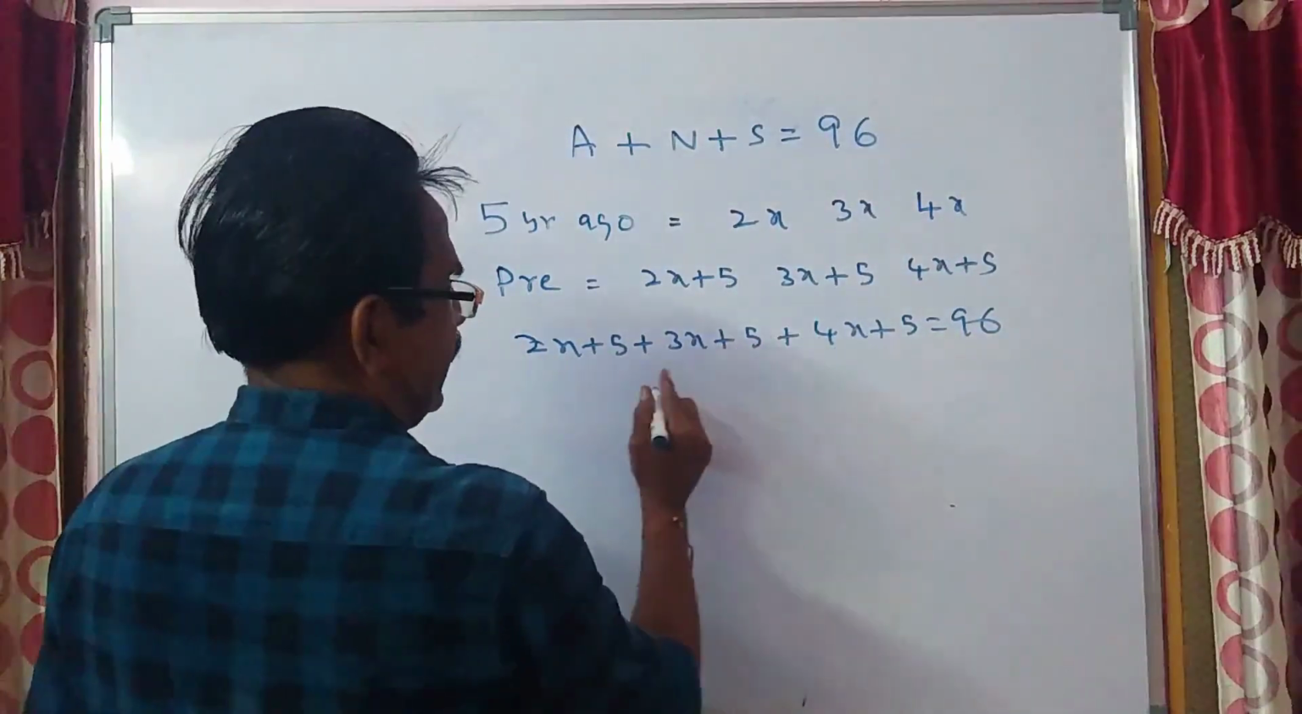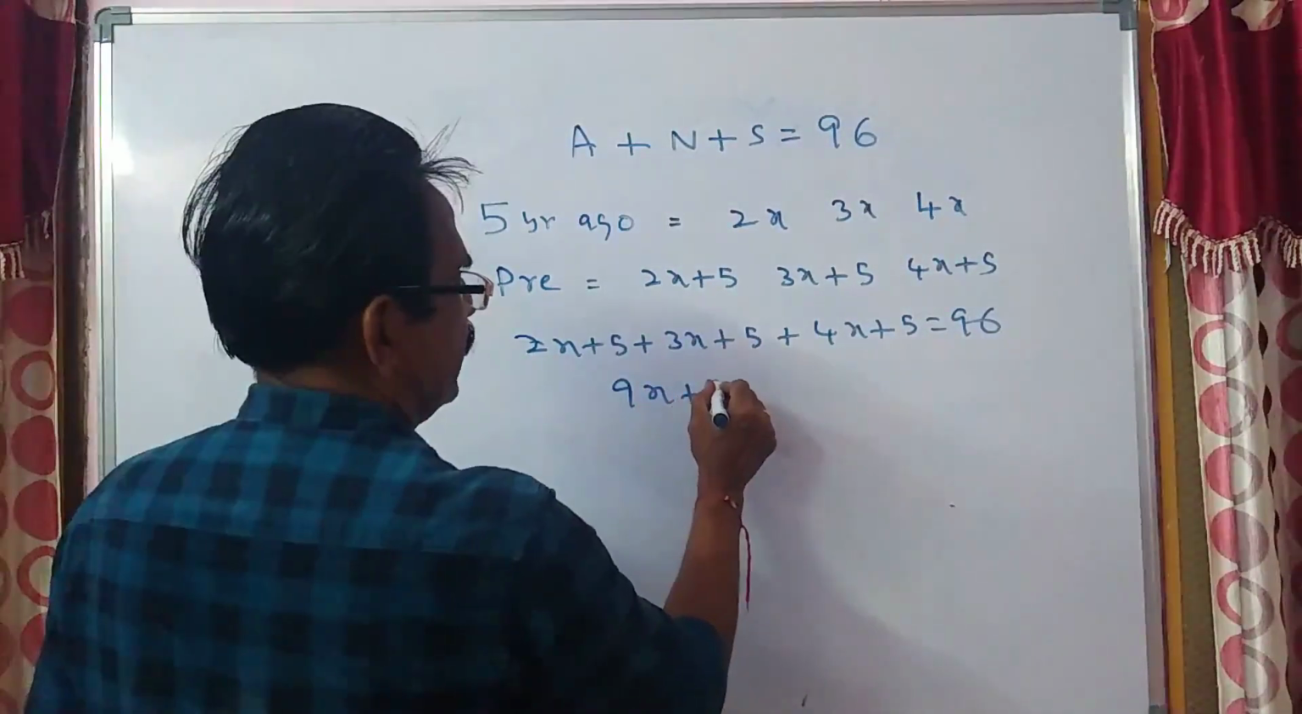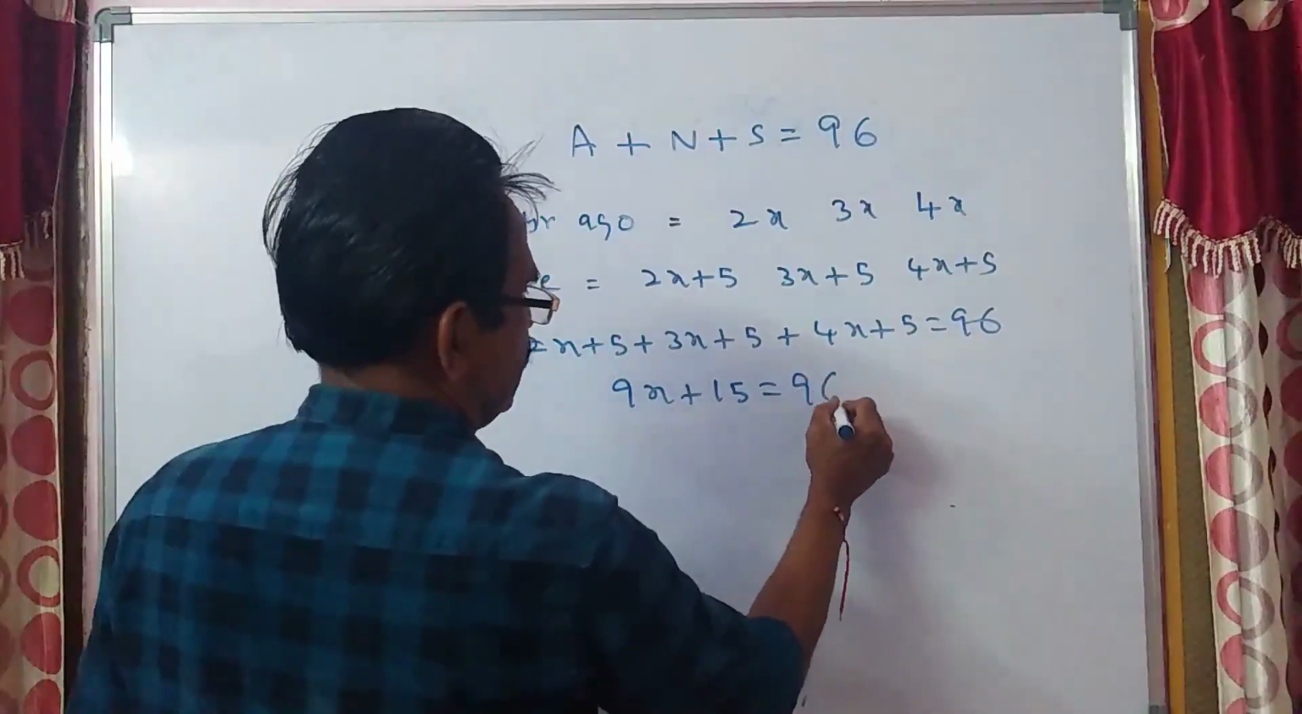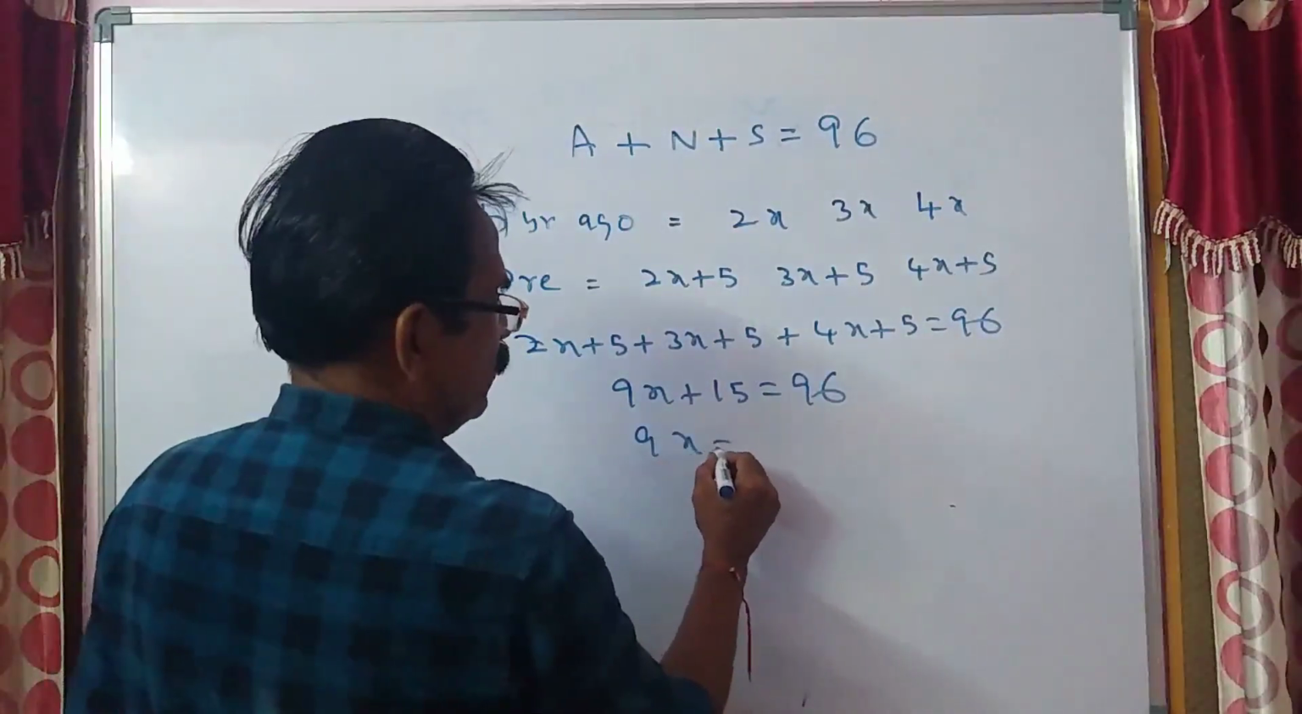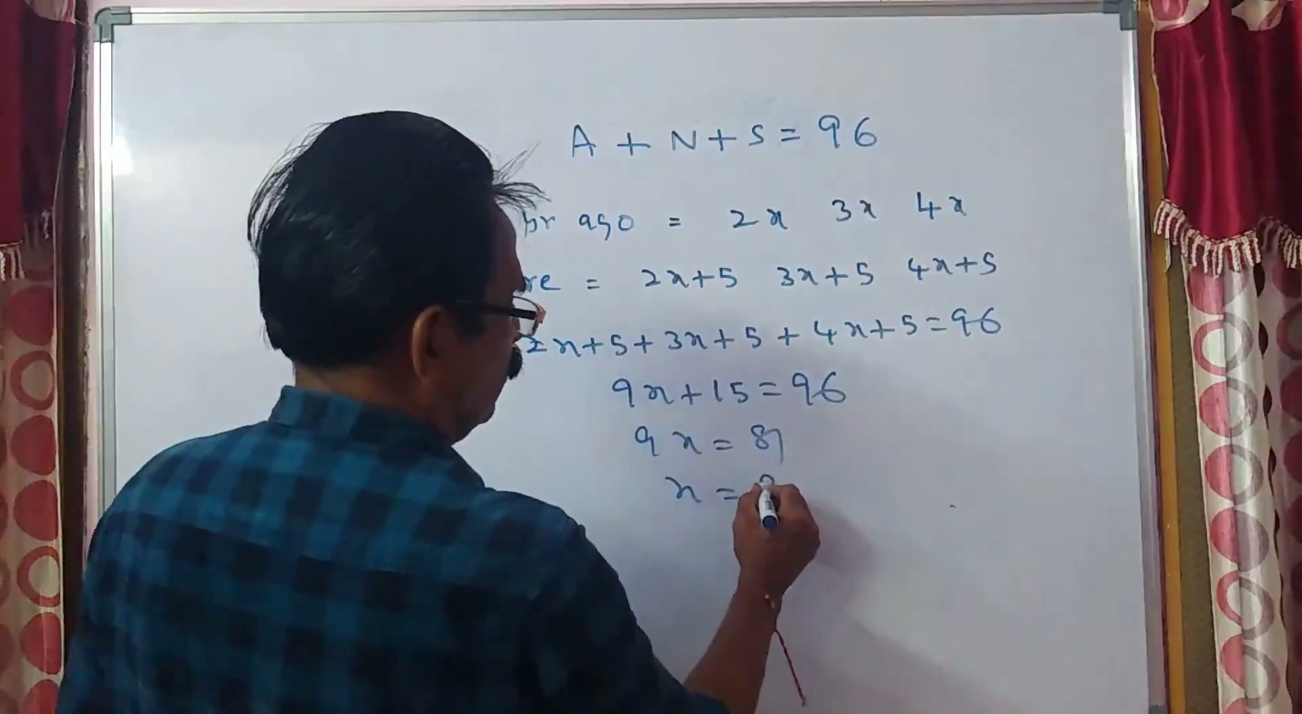2x plus 3x plus 4x is 9x. 9x plus 15 is equal to 96. 9x is equal to 81. x is equal to 9.